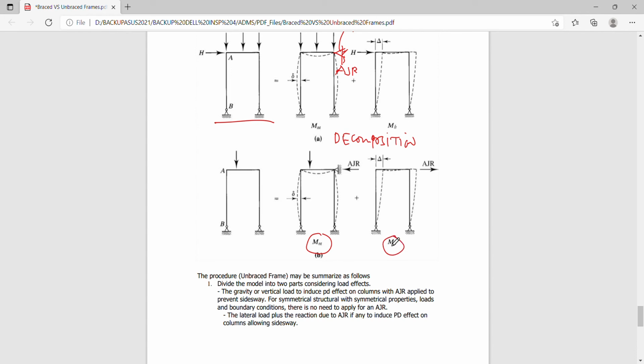Okay? So if this is a multi-story structure, then you have to have a procedure or a process on how to determine the AJRs for you to apply them on the MLT conditions. So in case there's an additional edge here coming from somewhere lateral, then you have to consider H, in addition to the AJR that you placed on the braced condition.